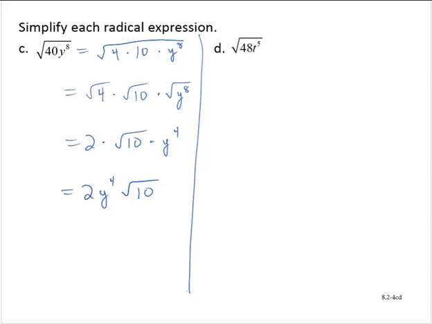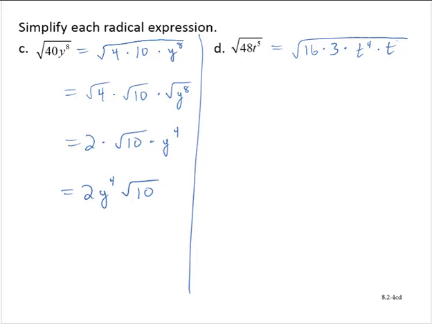In exercise D, I have the square root of 48t to the fifth. So let me expand this. 48 I know to be 16 times 3. So that's 16 times 3. T to the fifth, since that's an odd exponent, I'm going to rewrite t to the fifth as t to the fourth times t.